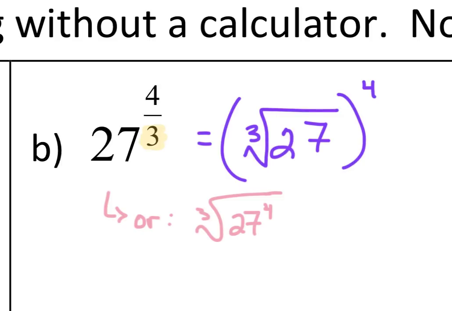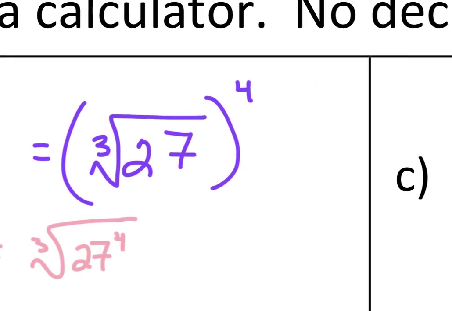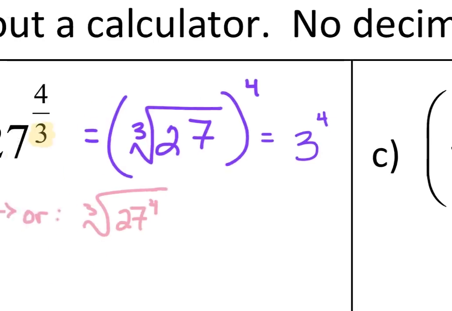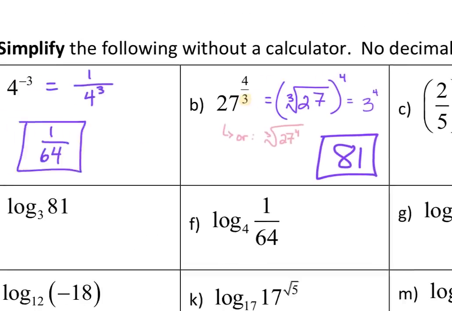So anyway, the first thing that I'm going to do is the cube root of 27, which is 3. And then we're going to do 3 to the 4th power, and that's going to give us 81 as an answer. 3 to the 4th power is 81.